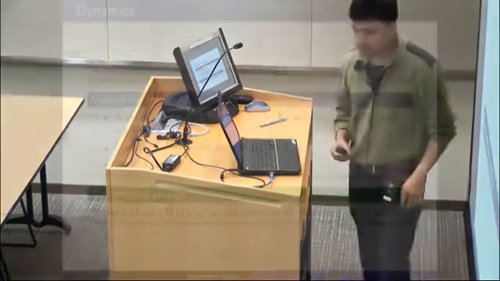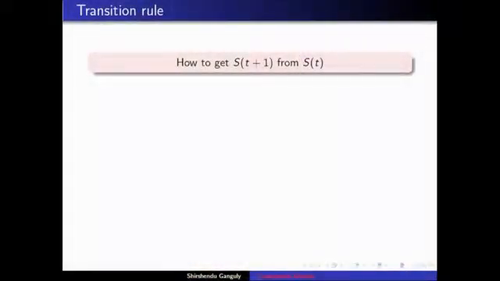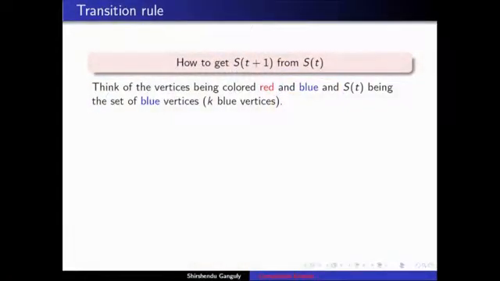And formally, this process will be a Markov chain on all k subsets of the vertex set. So you look at all subsets of V of size k, and formally this process is going to be a Markov chain on this state space. So I need to define how to get S_{t+1} from S_t. S_t was my process. This is what we are going to do for the rest of the talk.